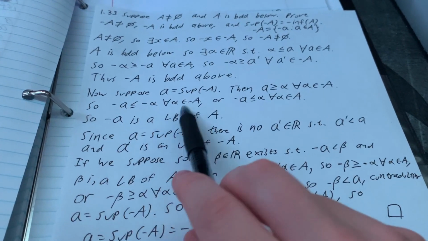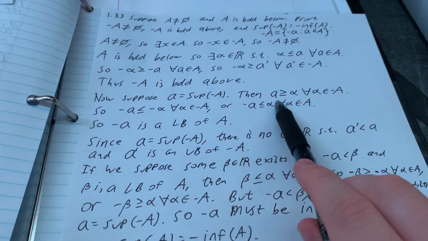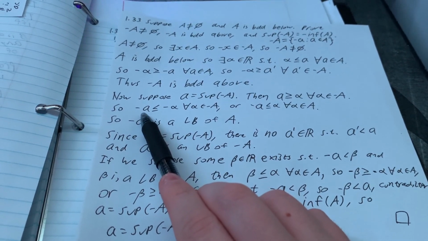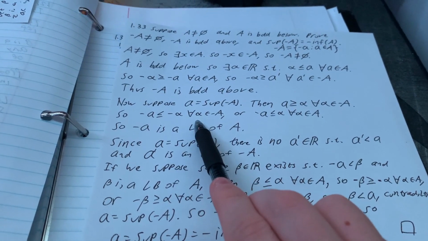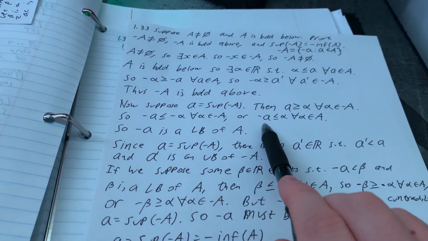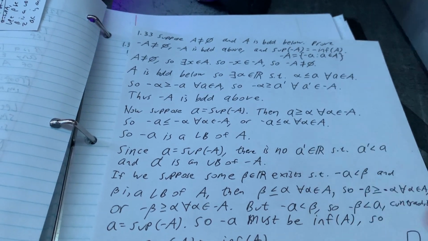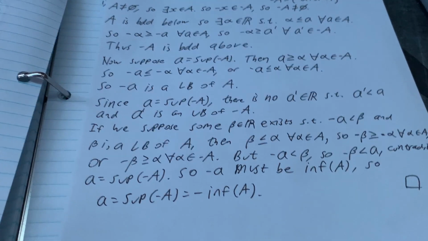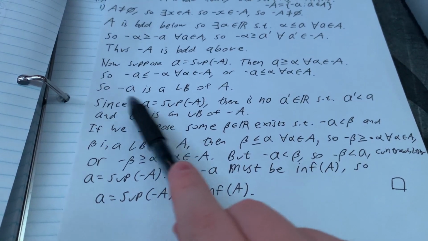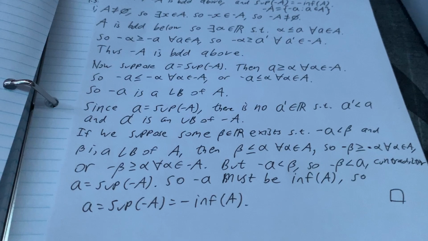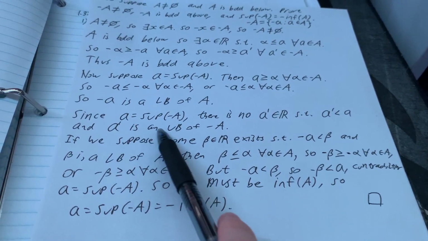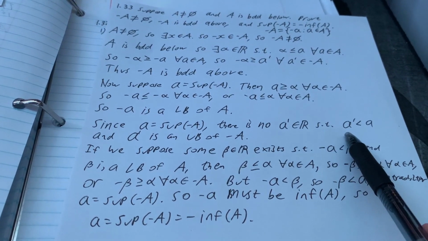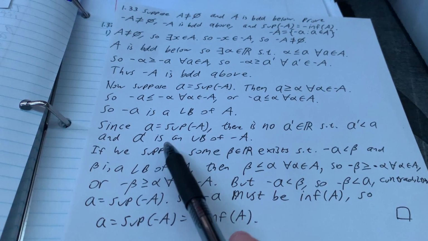Now, suppose a equals sup negative A, then a is greater than or equal to alpha for every alpha in negative A, which means negative a is less than or equal to negative alpha for every alpha in negative A, or negative a is less than or equal to alpha for every alpha in A, which means negative a is a lower bound of A. You might see where this is going. We proved negative a was a lower bound of A. Now we're going to prove it's the infimum. Since a equals sup negative A, there is no a prime that's real, such that a prime is less than a, and a prime is an upper bound of negative A.